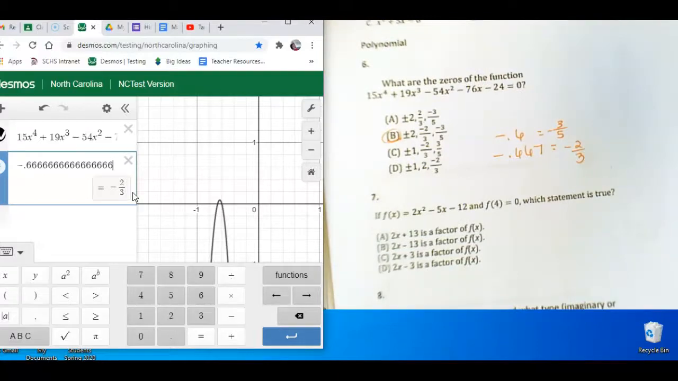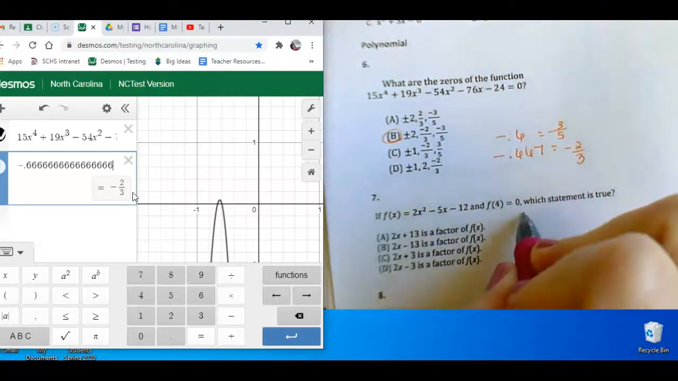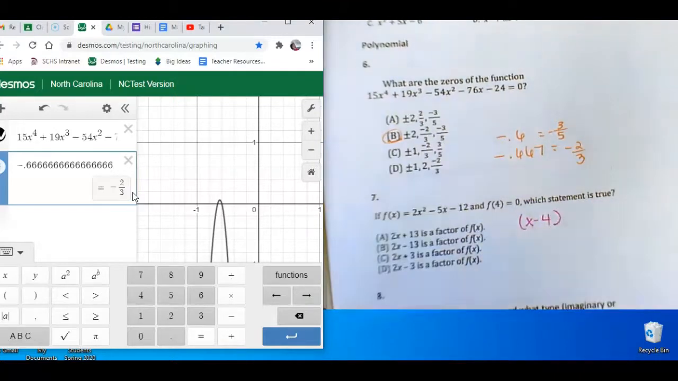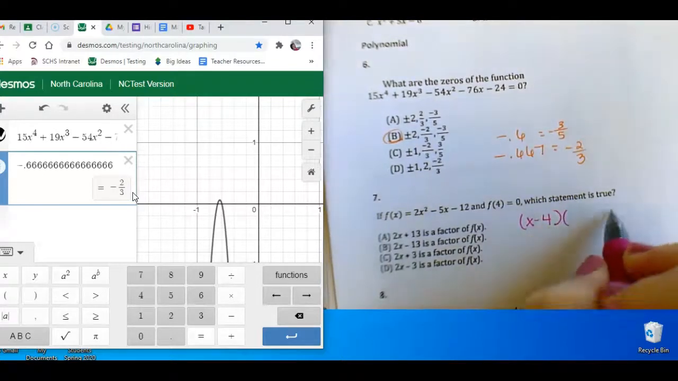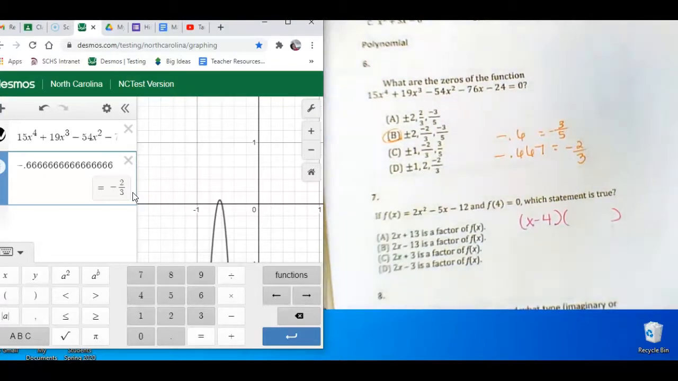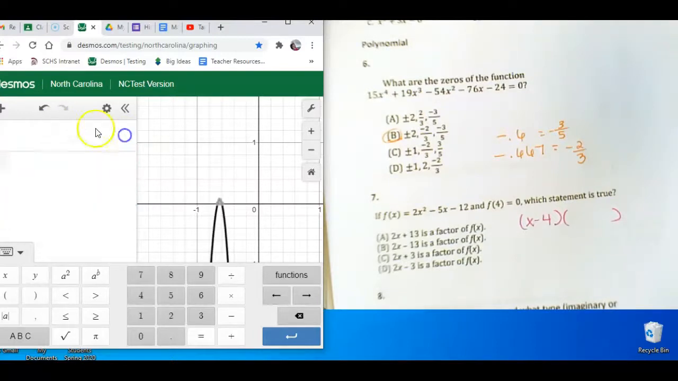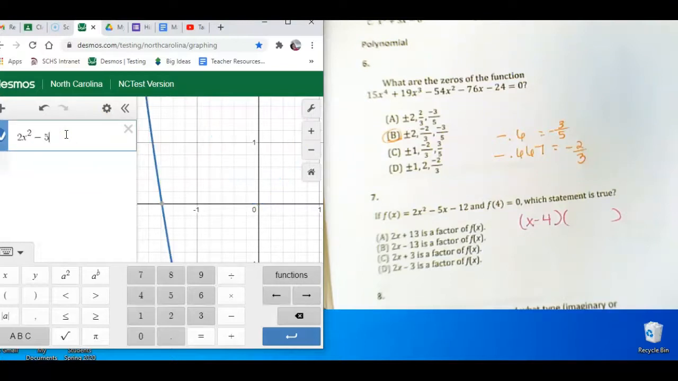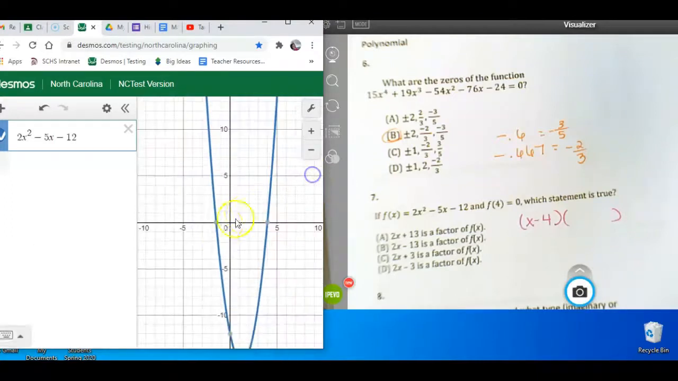All right. Number 7, if f of x equals that and f of 4 equals 0, which statement is true? All right, if f of 4 equals 0, that means that one of the factors is x minus 4. Well, I could try to factor it and figure out the other factor, or you could graph it and just see if graphing will help you figure out the other factor without having to work it out completely. You could divide to try to figure it out, or I really think this will work.